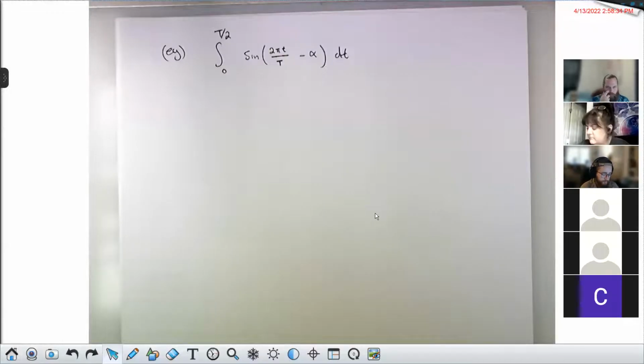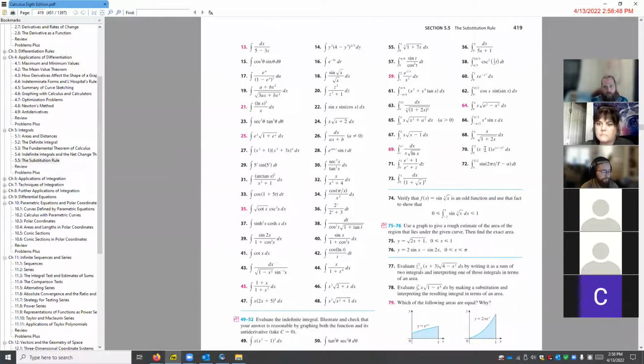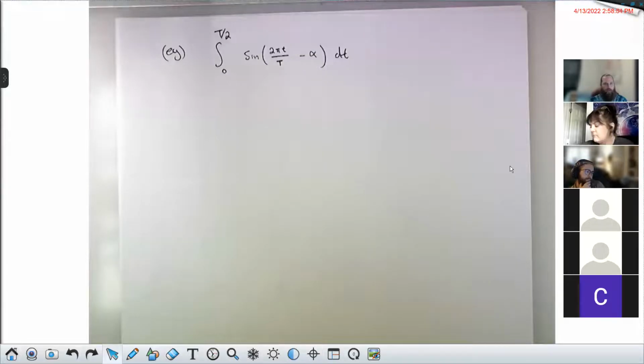So I would write it like this. Remember your order of operations, the division is definitely higher in the hierarchy than the subtraction. So it's 2 pi little t over big T. And then that minus alpha, that's not a part of the downstairs, that's separate. So it's like this fraction minus alpha. Bunch of confusing looking things here.